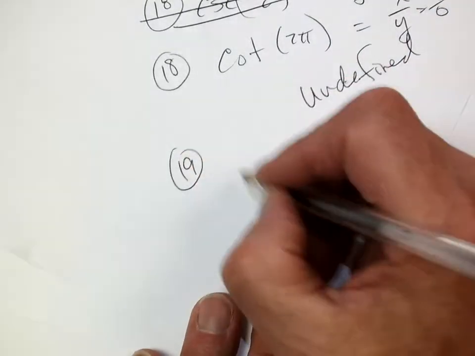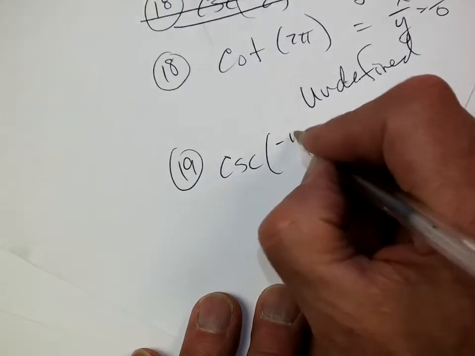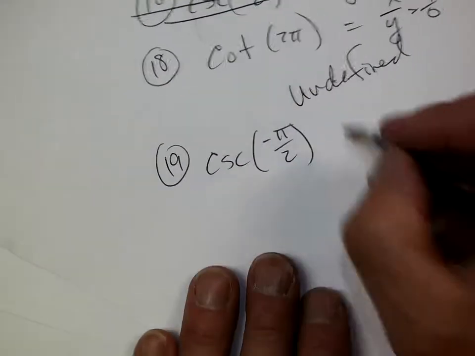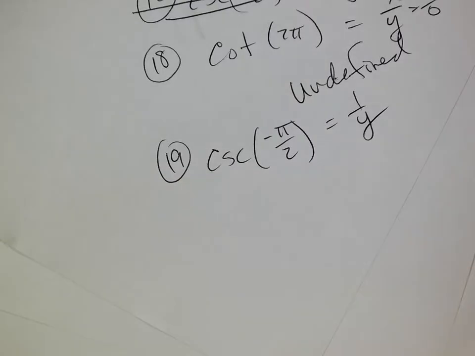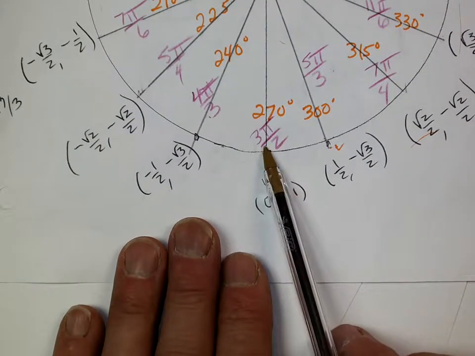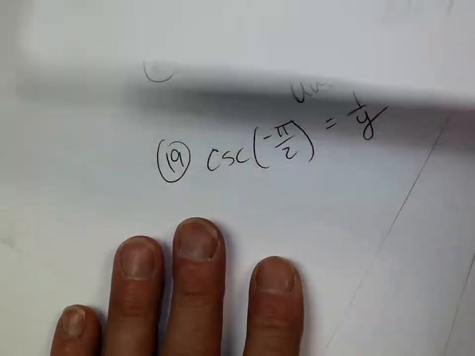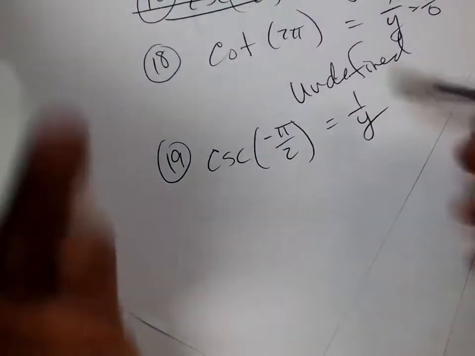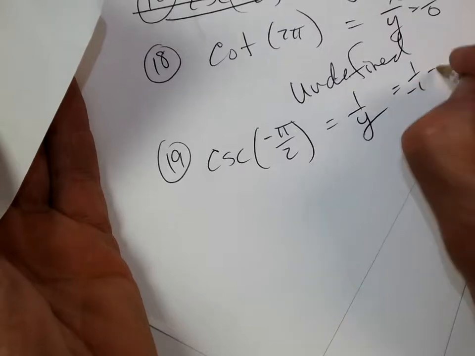19. Now let's do cosecant of negative pi halves. Cosecant's 1 over the y value. Negative pi halves is right there, right? Right there. So I'm going 1 over the y value, which is 1 over negative 1, which is just negative 1. Okay.